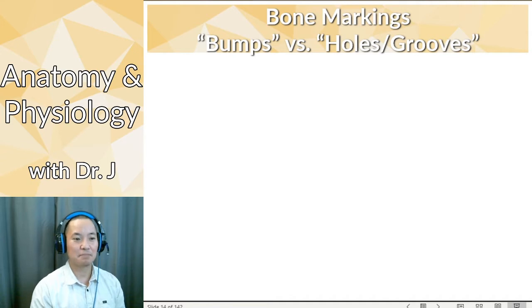And so things like bumps versus holes and grooves. That's why I have it in quotes. Do not use this in any of your further classes. Do not use this in nursing school. Do not use this in any advanced A&P courses. This is how I roughly group bone markings into categories, and I like to think of it this way because whether it's a bump or something that's raised, or something that's some sort of indentation or some sort of hole, that often gives a clue as to its function.